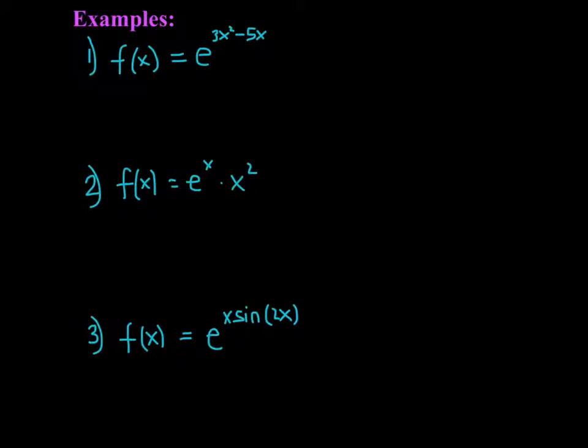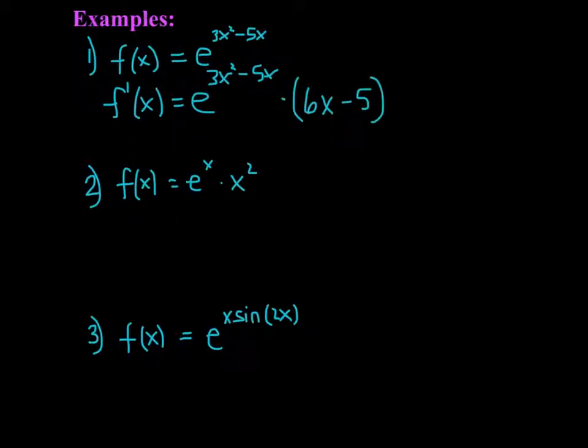Okay, we're going to go ahead and take the derivative of each of these different examples. So the first one, f of x equals e to the 3x squared minus 5x. All right, so I have a base of e. When I take the derivative, I simply copy my exponential, then times the derivative of the exponent. In this case, the derivative of the exponent would be 6x minus 5. Now I want to make sure to put that in parentheses, and that's it. That's as much as you need to do with that derivative.